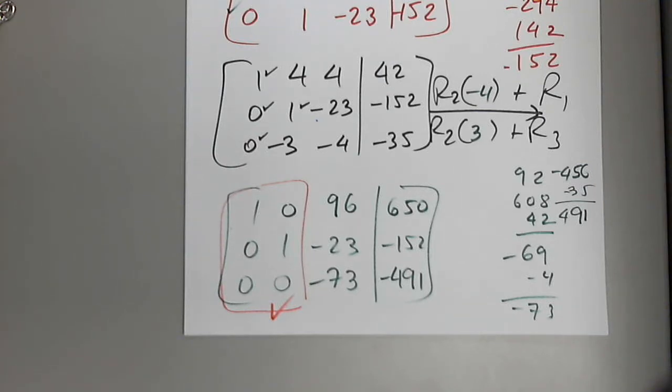What is the next step? The third column, negative 73. Yes, what should I do? Multiply it by negative 70, or divide it. Correct. Row 3 by negative 73. I'm hoping that this is divisible by that.